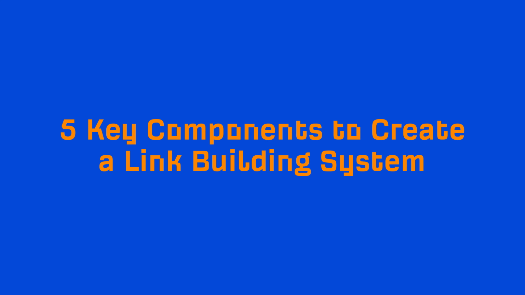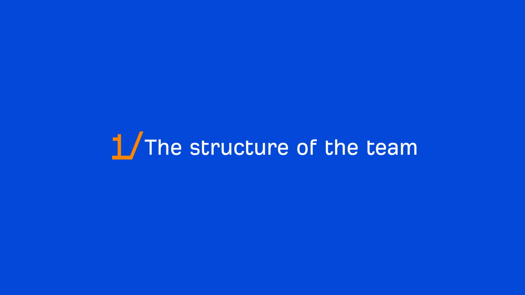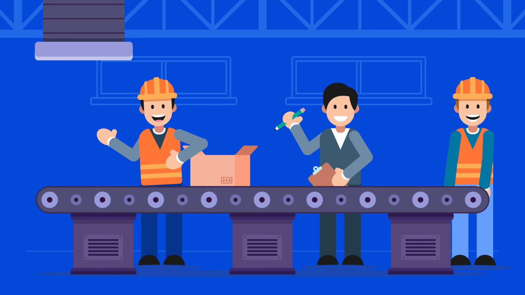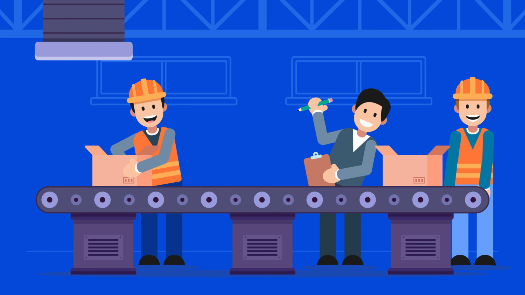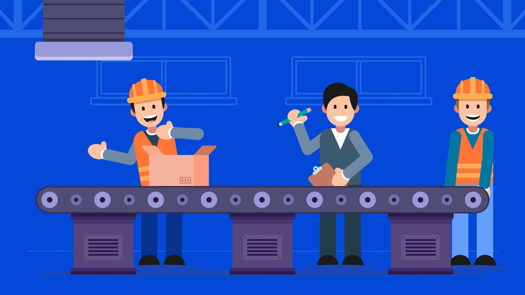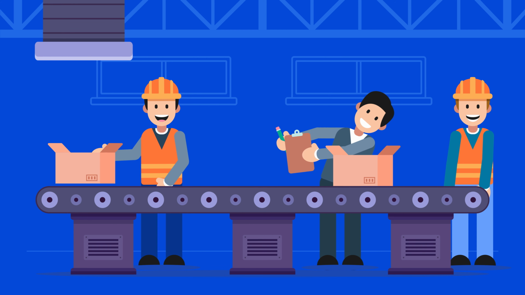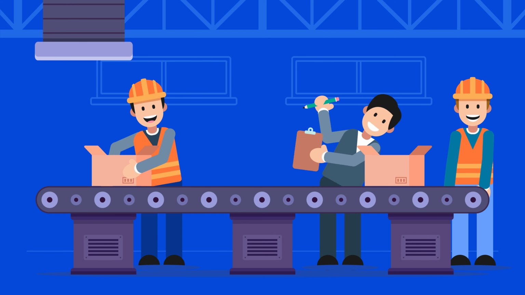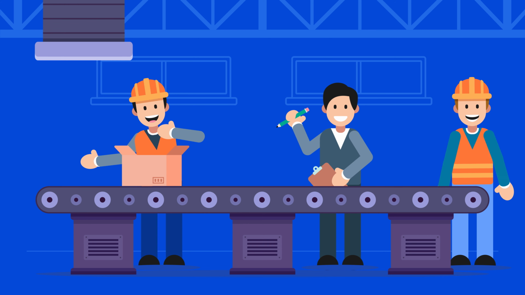Now, because of these reasons, I'm going to share the 5 key components to create a link building system that will be right for your organization. Alright, so the first component is the structure of the team. Ideally, you want to have different team members handle different parts of the link building process. This helps to create your assembly line from a structural standpoint, and it also helps individuals to develop mastery in their role. And as people get better at their jobs, things move faster and more effectively.